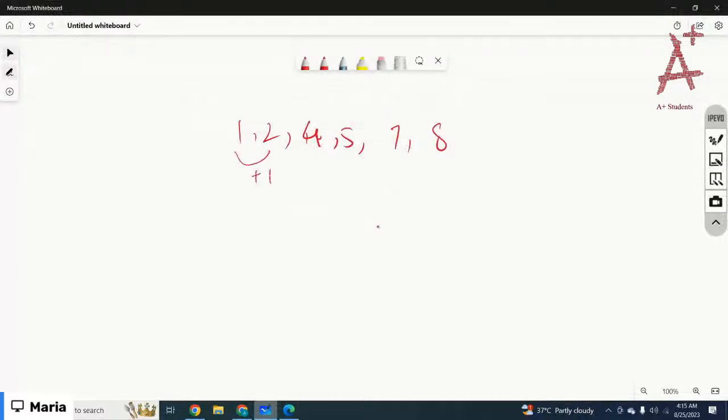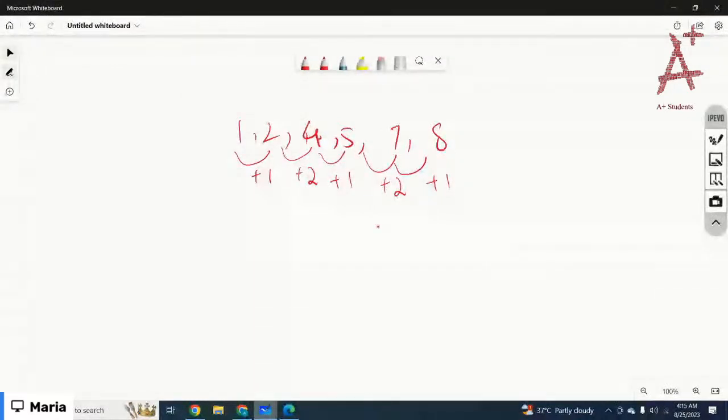1 plus 1 makes 2. 2 plus 2 makes 4. 4 plus 1 makes 5. 5 plus 2 makes 7. 7 plus 1 makes 8. Okay. You can see the pattern is growing by 1 and then 2, right?